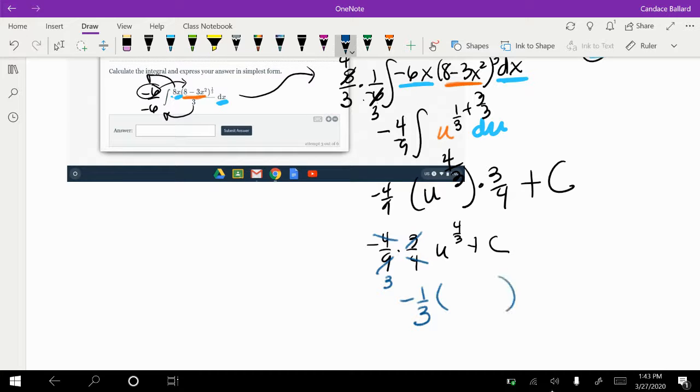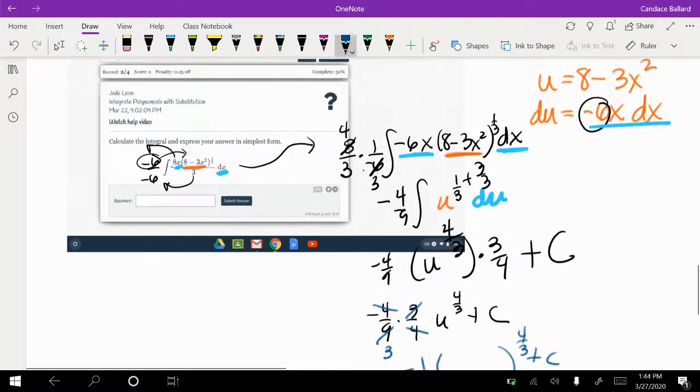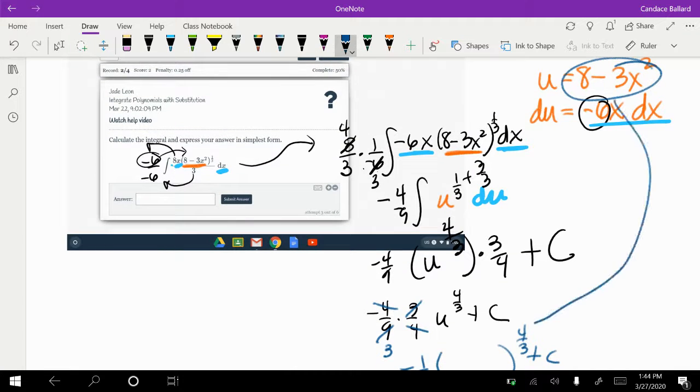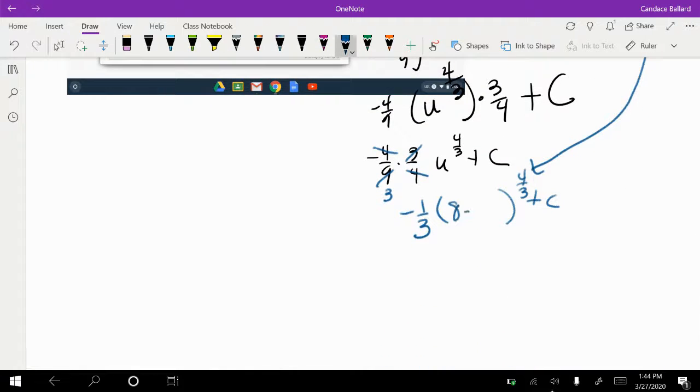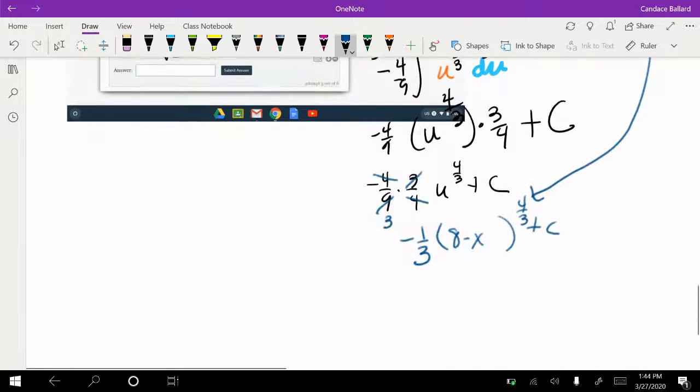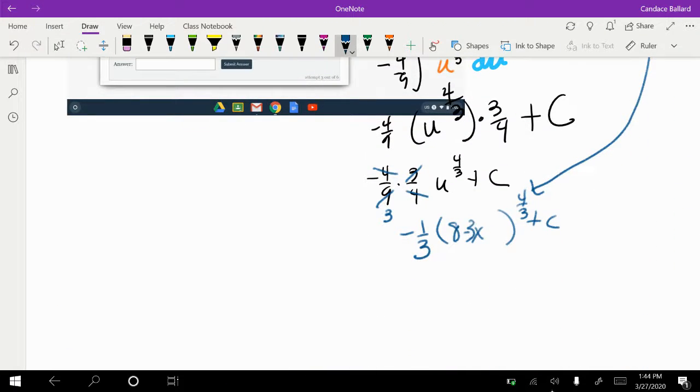I need to replace my u with the u that I had before, which was this right here. So that needs to get substituted in. So 8 minus 3x to the second. All right, and then that should be your answer.